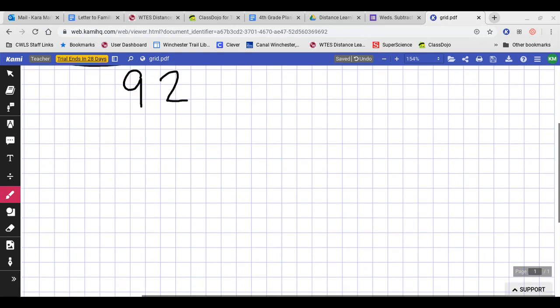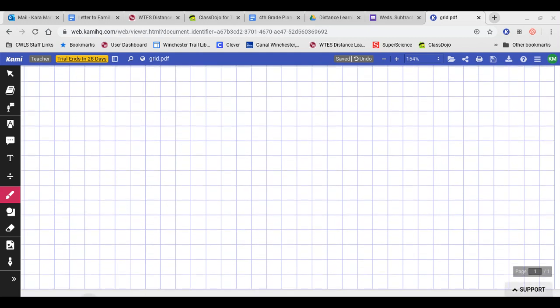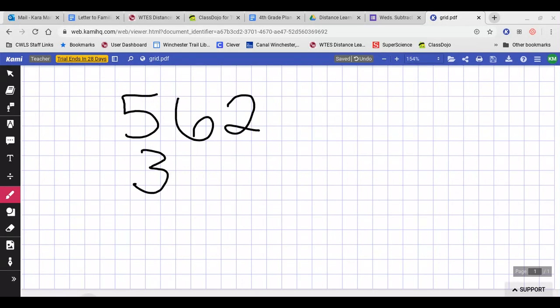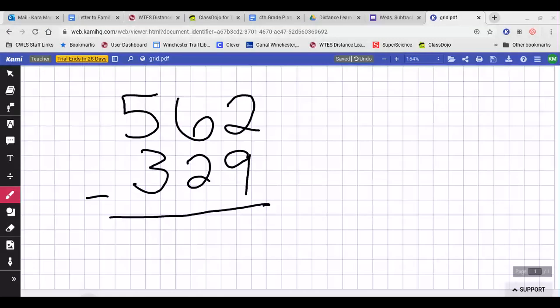And the next problem I want to show you is 562 minus 329. And this is actually the first problem on your Google form for today, so you can use this to help you. So more on top, no need to stop. That is not the case here. If I have 2, I cannot give you 9, so I need to go to the tens place and borrow one group. So 6 minus 1 is 5.